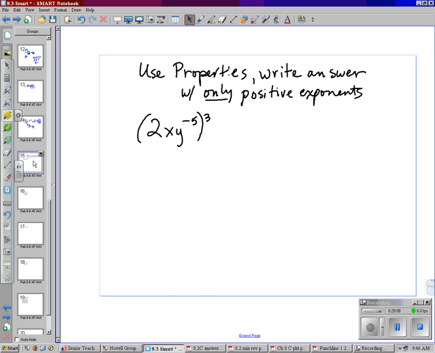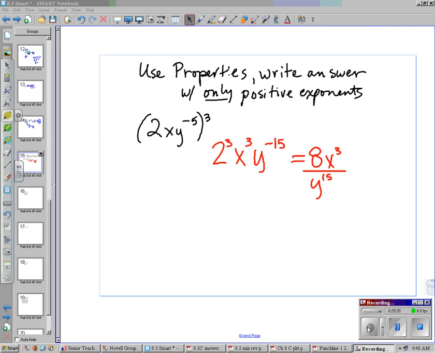All right, we're going on here then. We're going to use the properties. We're going to write our answer with only positive exponents. So I want you to take a moment and do this problem with your partner. Okay. And looking at the board, you both have done correct work. It's okay, just let it look there.